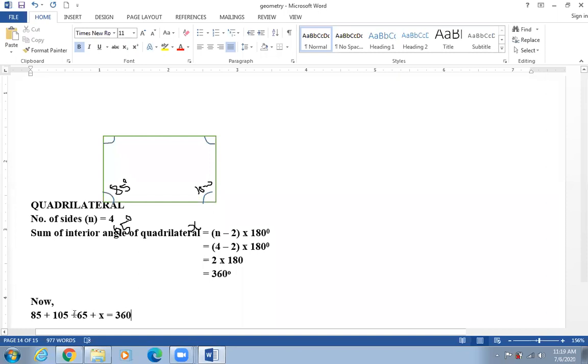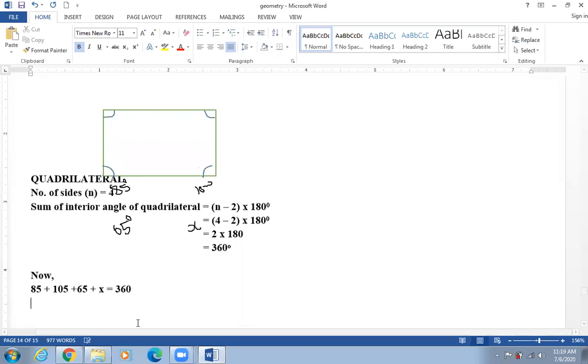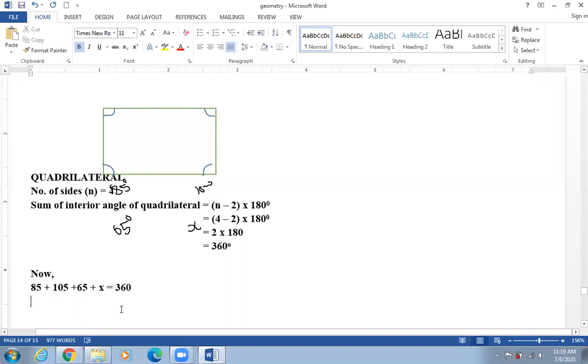I'm using the laptop over here, so I cannot write on the angle. I need some time for this one. Let us add all these: 85 plus 105 plus 65, it is going to be equal to how much?